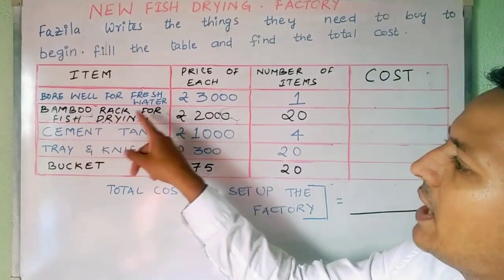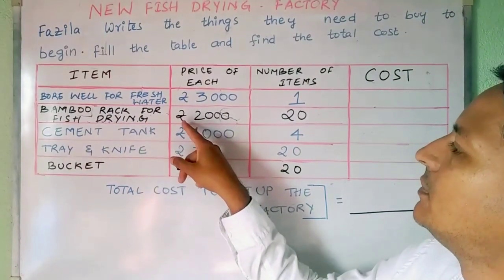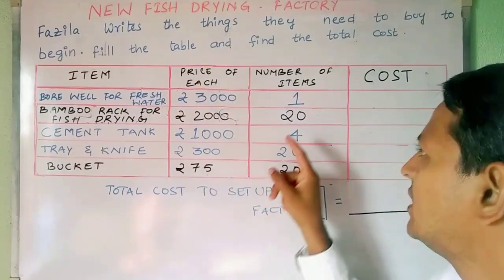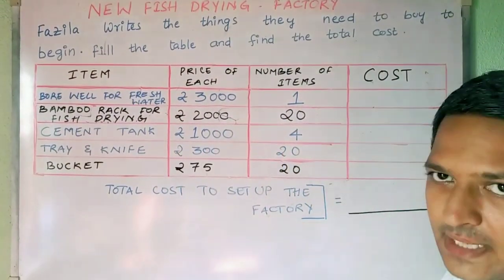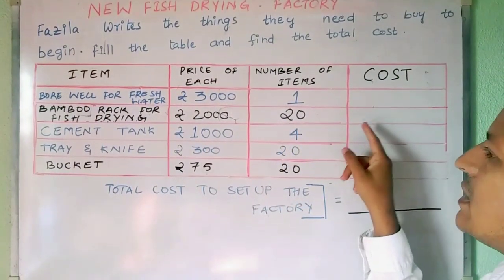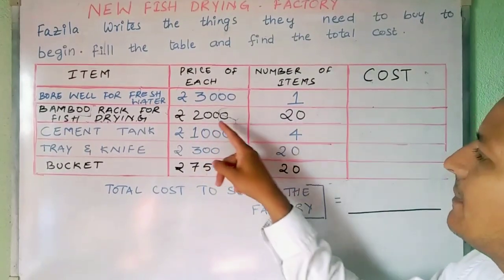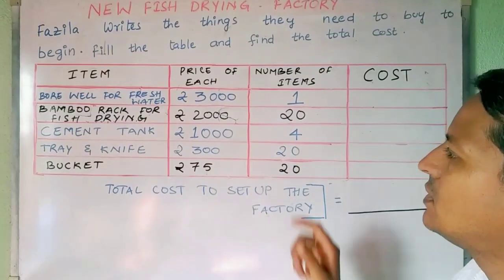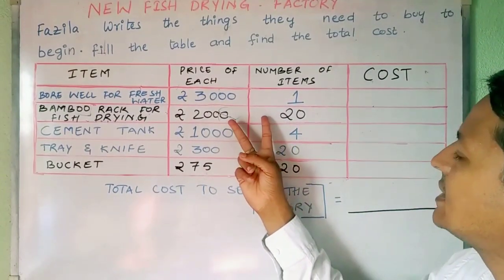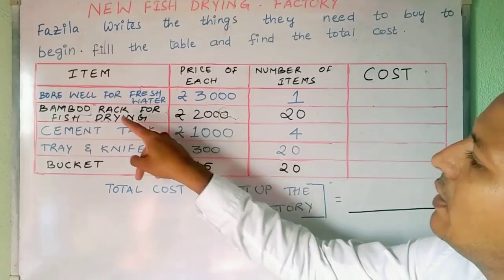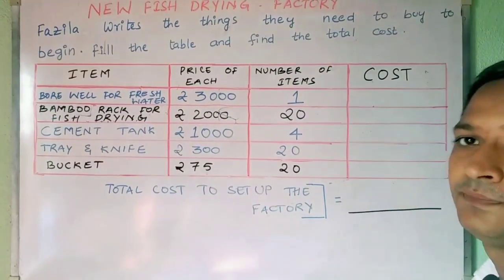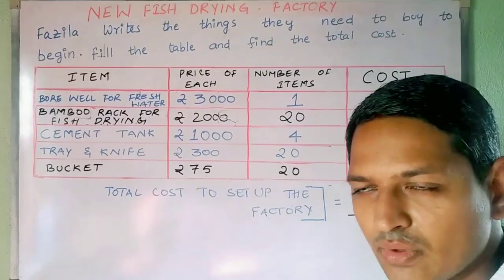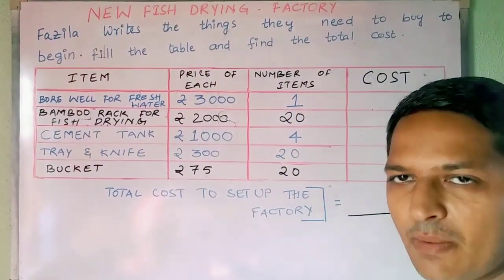In the same way, bamboo rack for fish drying, rupees 2,000. Each fish drying bamboo rack is rupees 2,000, and 20 bamboo racks are required. So what will be the cost of the bamboo racks? Each one is 2,000 and 20 racks are required. How do we know the cost? First bamboo rack 2,000, second bamboo rack 2,000. Like that, 20 bamboo racks are there.